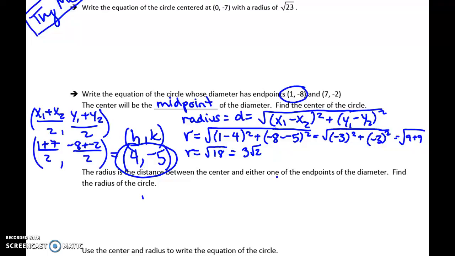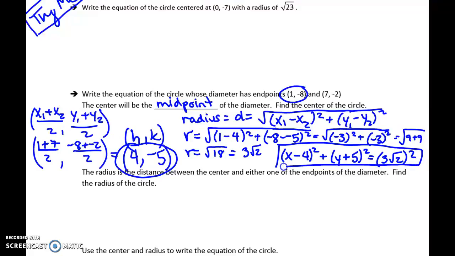All right. At this point, I can plug into my formula. So we do x minus the x value of the center is 4 squared plus y minus the y value of my center is negative 5, so I'm going to make that a plus 5 squared equals r squared, 3 root 2 squared. And that would be my answer.